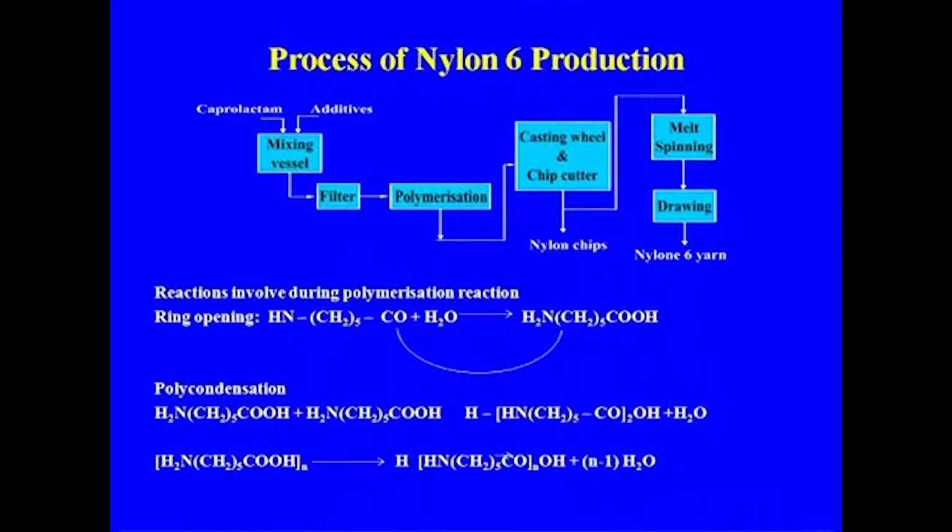Then various stages are involved, such as twisting of the yarn which you are getting, or if you want to make staple, then you will have to cut it into staple, or it may be in the form of yarn. So this may be nylon 6 yarn or staple, and these are the reactions taking place, which I told you: the ring opening, and then the polycondensation reaction in the making of nylon 6.